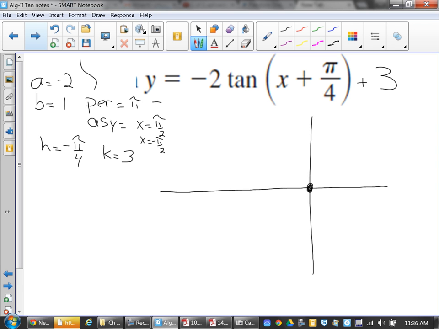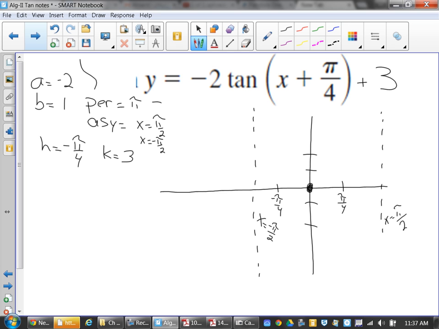Our period is at pi. Asymptotes of pi over 2. Now I just have to plot my extra points. What's halfway between 0 and pi over 2? Pi over 4. Negative pi over 4. Good. So pi over 4 here, negative pi over 4 here. Our a value is negative 2, so I just mark off 2 on both of them.